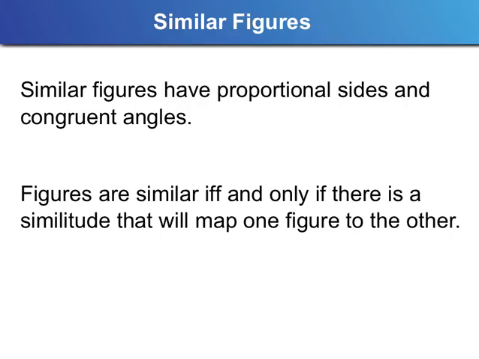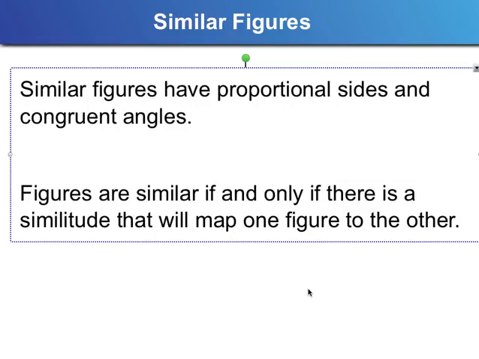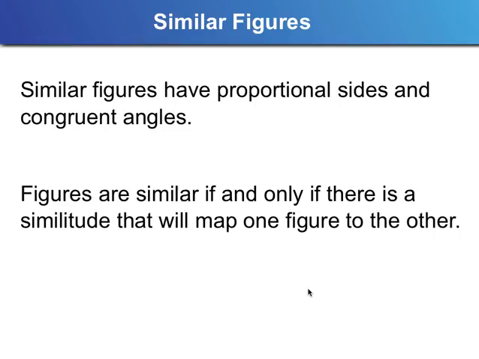We have produced, with these transformations with magnification, similar figures. Similar figures have proportional sides and congruent angles. Figures are similar if and only if. Wow. If and only if. I put 2 F's in there, and I really only wanted 1 because I spelled it out. Figures are similar if and only if there is a similitude that will map one figure to the other. And remember, a similitude is the composition of a finite number of line reflections and magnifications.